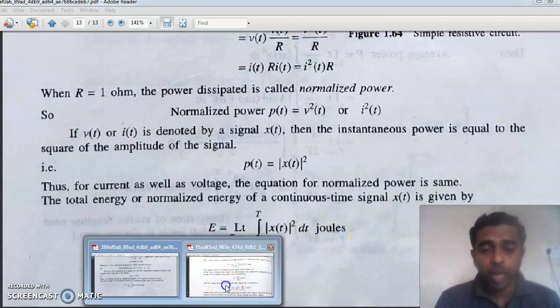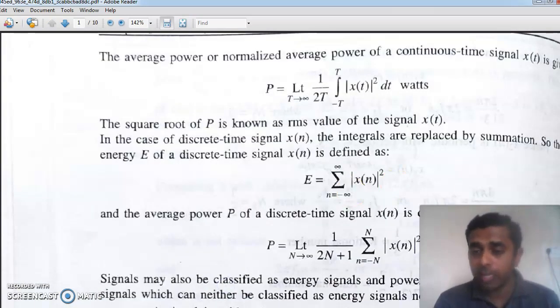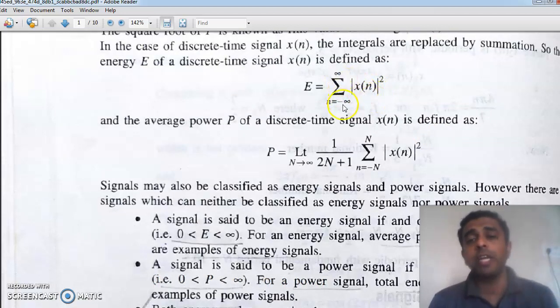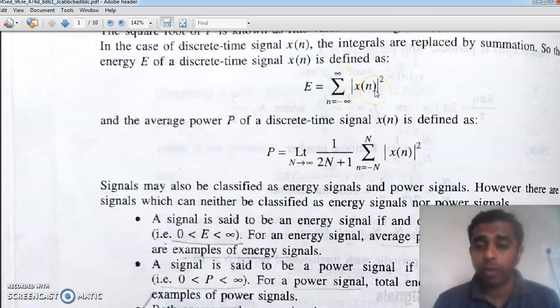Now what about discrete time? Discrete time is nothing but this one, that is the square energy. Just like that, instead of integration you have summation, that is n equal to minus infinity to infinity mod of x of n the whole square. Likewise, discrete power is nothing but, instead of integration you have summation of the absolute square, then the base, which was 2T, here you have 2N plus 1.